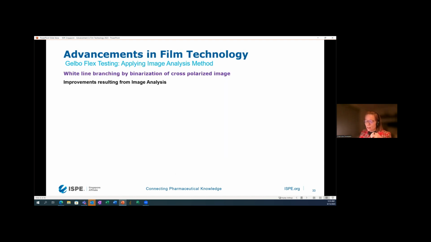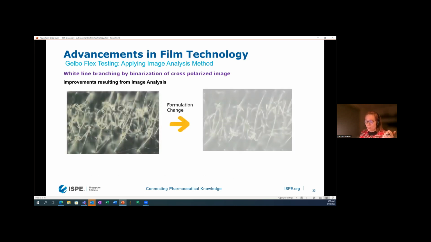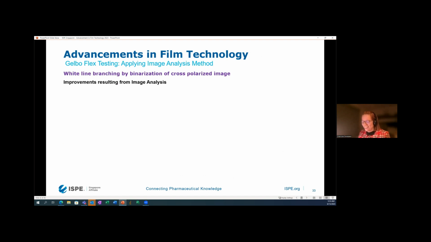With the Gelbo Flex image analysis, we had quantifiable data that was used to narrow the process parameter window and to refine the tie layer resin selection until the test was unable to further distinguish the differences, right?